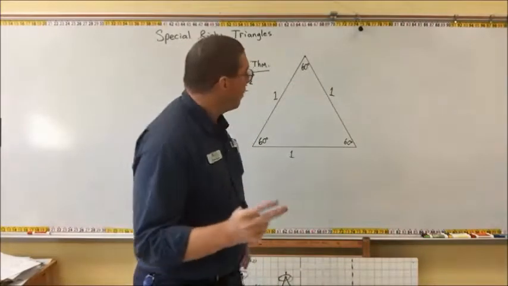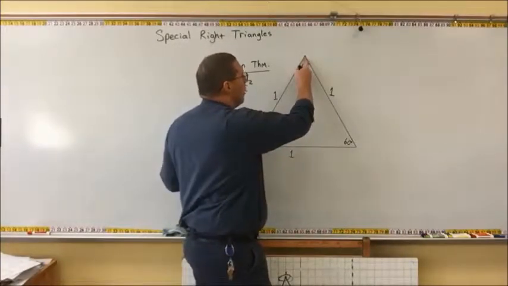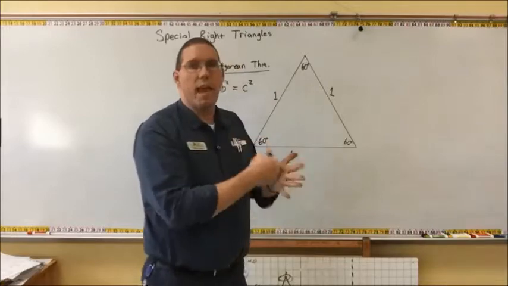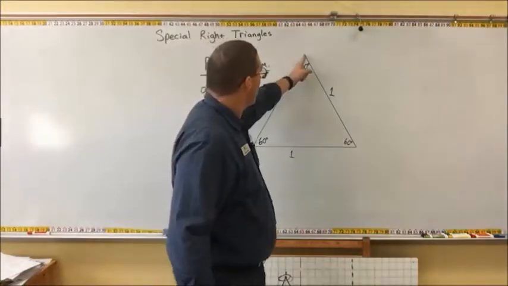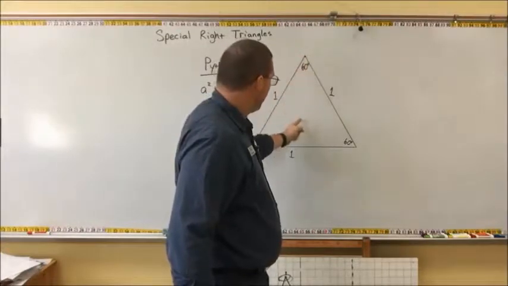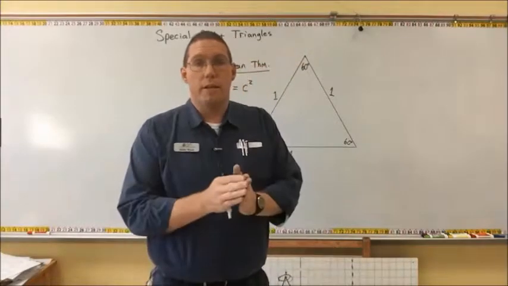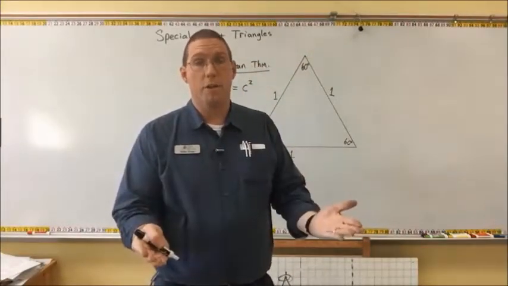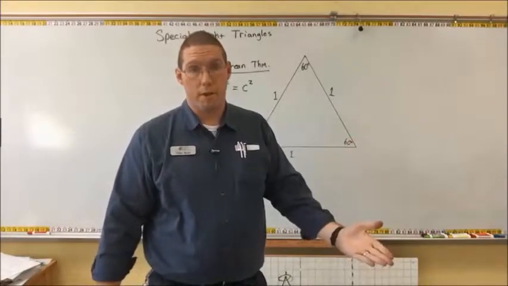The second thing it does is it cuts the angle that it's coming from. It cuts the angle in half perfectly. So when I draw this altitude from this vertex or from this angle down here, that 60-degree angle is going to get cut in half. So it's going to get cut into 30 degrees and 30 degrees.